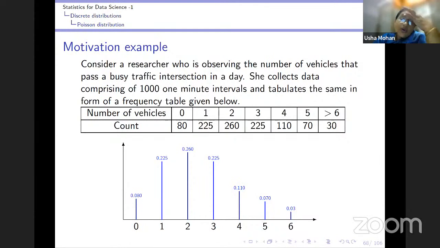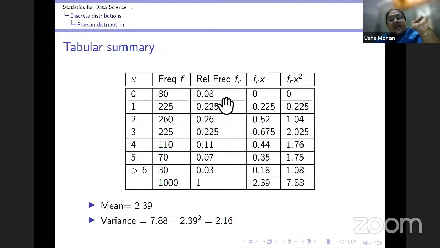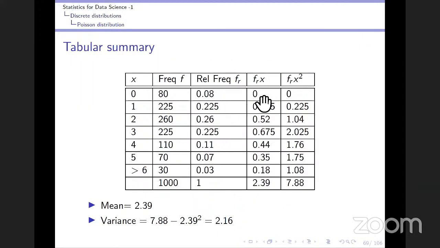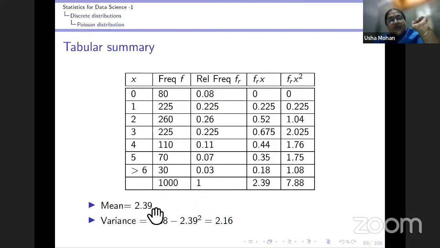Now I would want to know what random variable I can use here. Now, what is the mean? Can I compute the mean in this case? How do I compute the mean? Go back to your descriptive statistics course. How did we compute the mean? Given this data, I find out the relative frequency. I can find out what my mean is, which is 2.39. And I can find out the variance, which is also 2.16. Is this clear? Yes, ma'am.